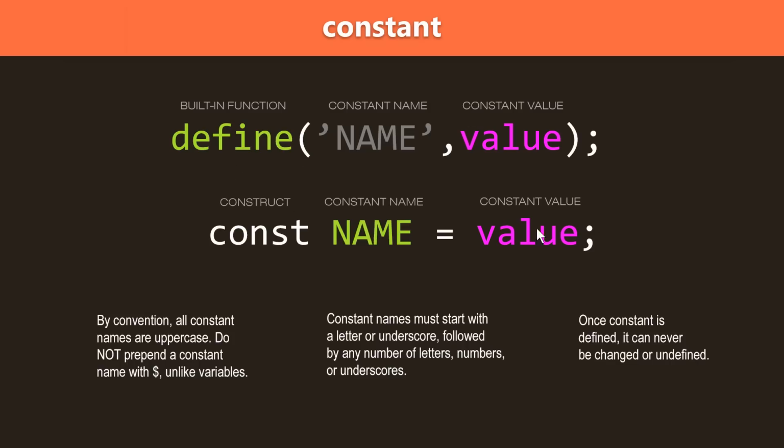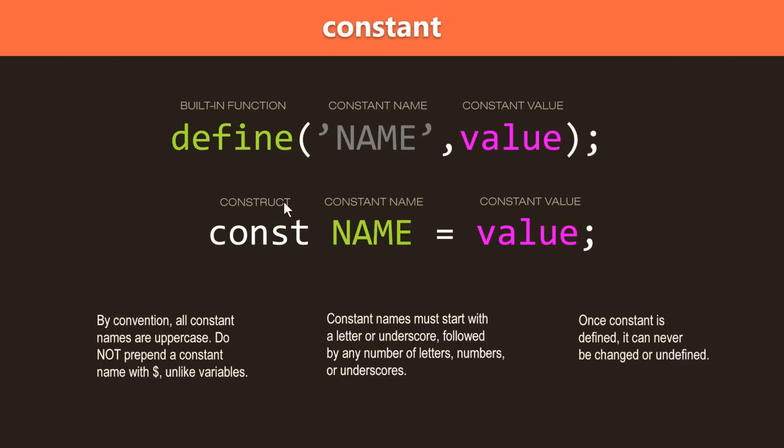So there's two ways to define a constant in PHP. One way is to use a built-in function called define. Whenever you call a function in PHP, you use the round brackets. In this case, the values are going to be the constant name enclosed in quotes, separated by a comma, then the constant value.